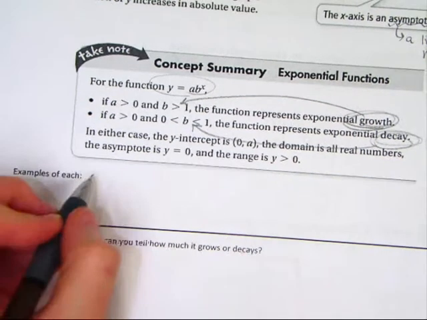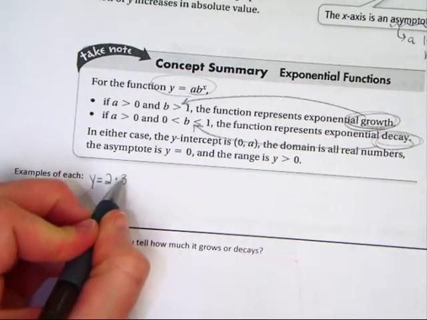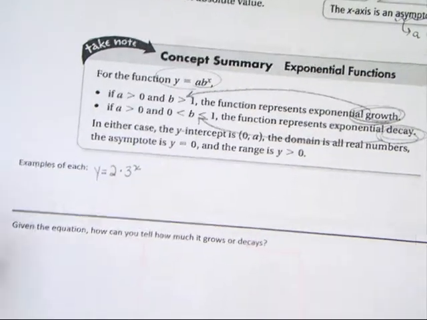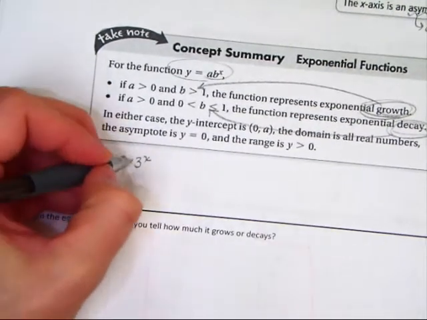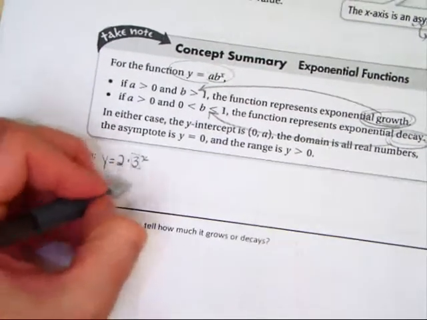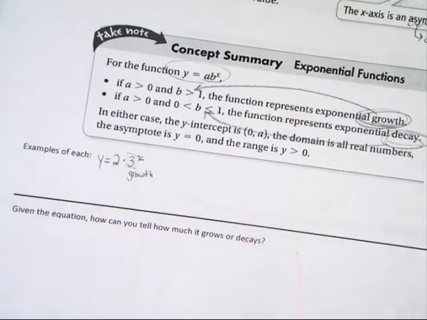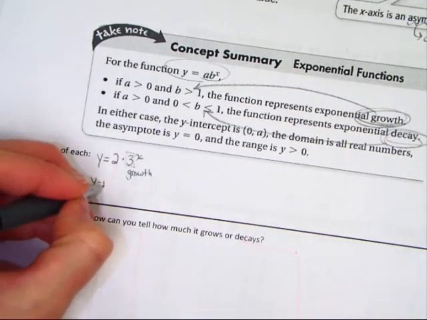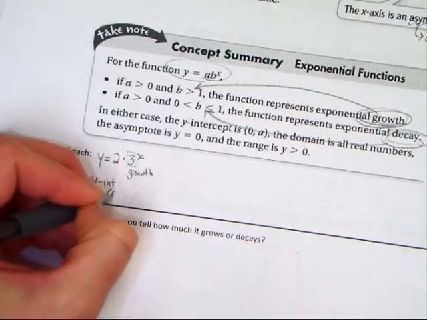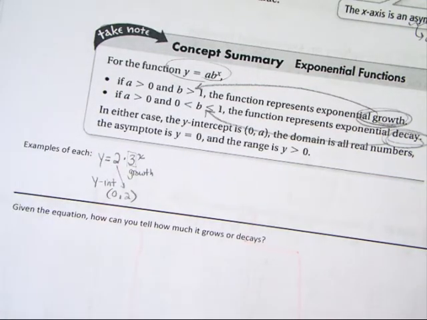Okay. Pretend you had y equals 2 times 3 to the x. Well, we should probably note that you see this 3. That 3 is bigger than 1, so that 3 tells you that it's going to be growth. And that's going to tell you that the y-intercept is this value, (0, 2).